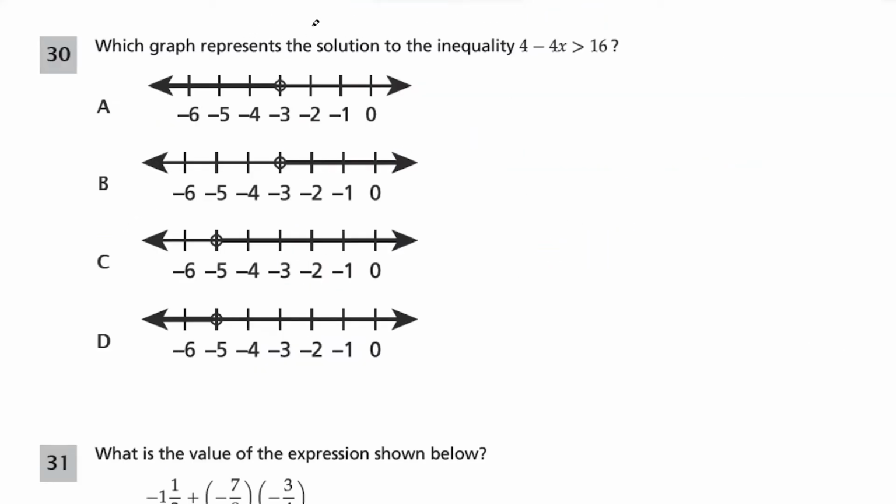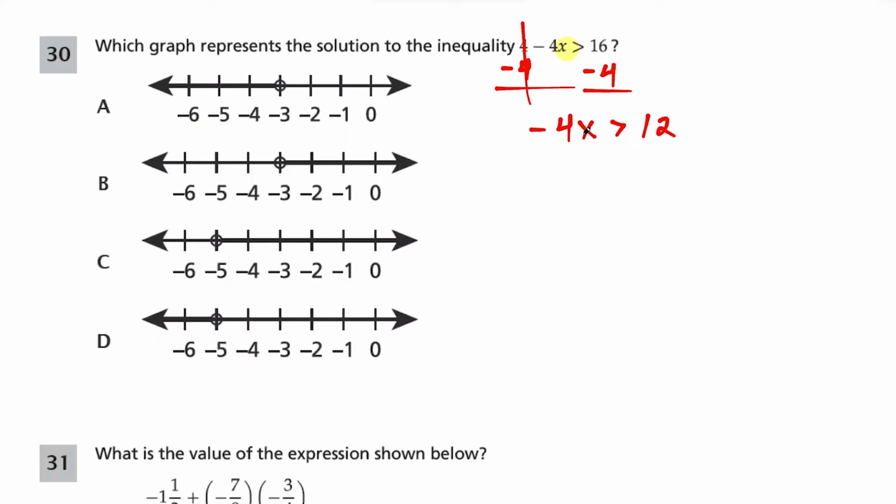Question 30, which graph represents the solution to the inequality 4 minus 4x is greater than 16? So for this one, we're solving for x, and then we have to sketch the solution. So what I would do is get rid of this 4 in front. This is a constant without a variable. So here we could just do minus 4 on both sides of this inequality. So this starts off nicely. We have 4 minus 4 canceling, and then we have minus 4x left on the left side is greater than 16 minus 4 is 12.